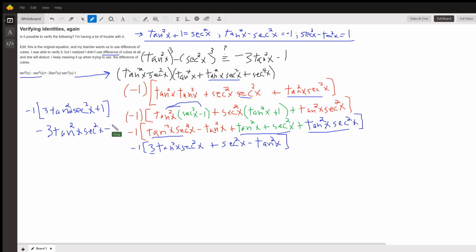And what we did is transform the left side to look like this right side. So QED. There you go. Hope that helped.